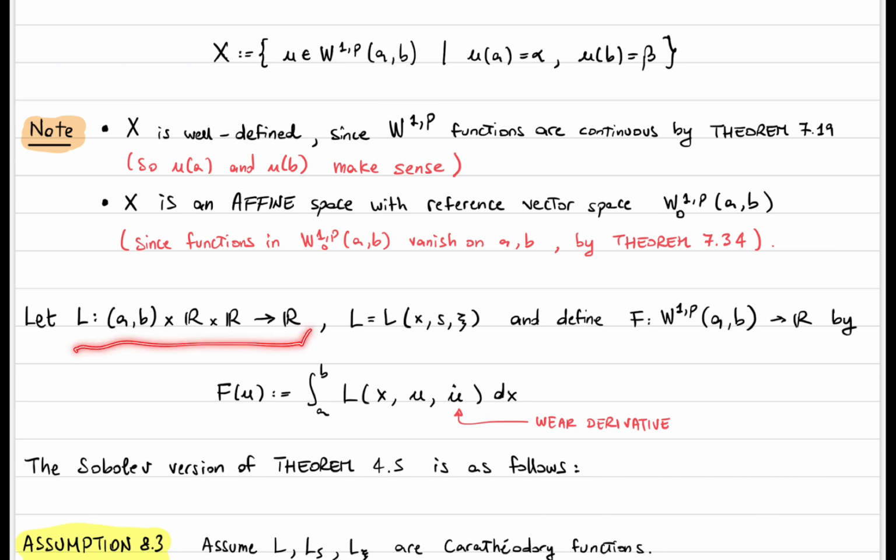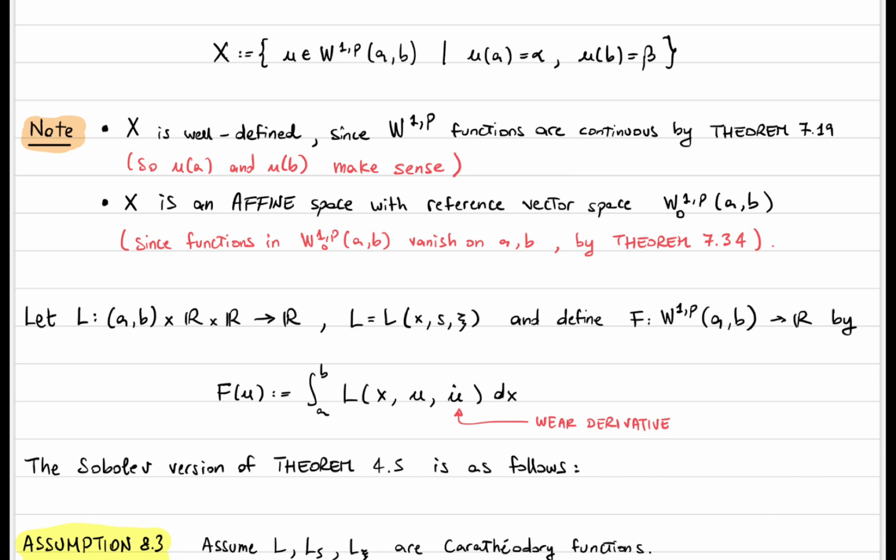So then we consider a Lagrangian and define the integral functional F from W^{1,p}(a,b) into R just by integrating the Lagrangian on the function u. So F of u is the integral from a to b of L evaluated at x, u of x, and then u dot of x. And notice that this is the weak derivative of the Sobolev function u.